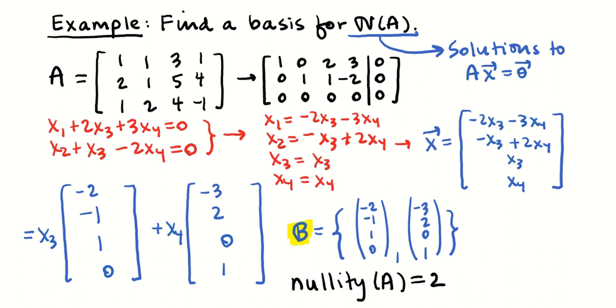I'll also say, because I can see that there were 2 pivots in the reduced echelon form of A, that the rank of A is also going to be 2. And then the fact that the rank and the nullity are kind of complementary and that they add up to the number of columns, that's the rank nullity theorem, and I'll tell you about that sometime soon.